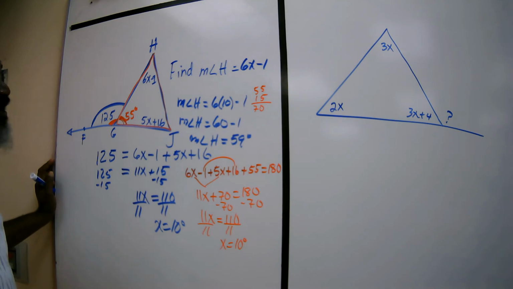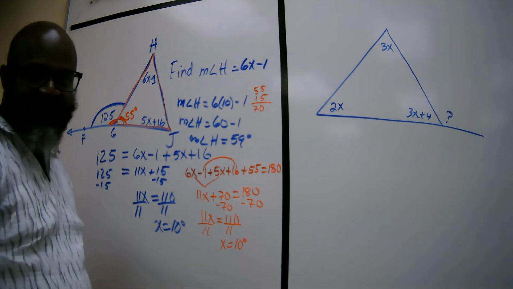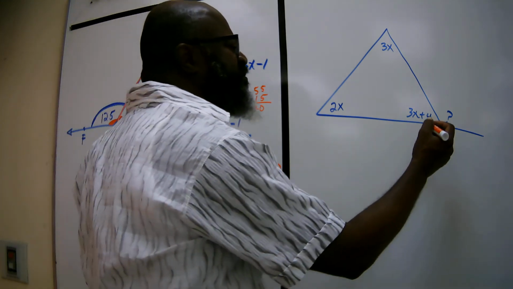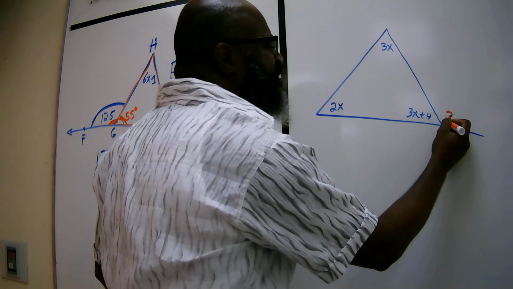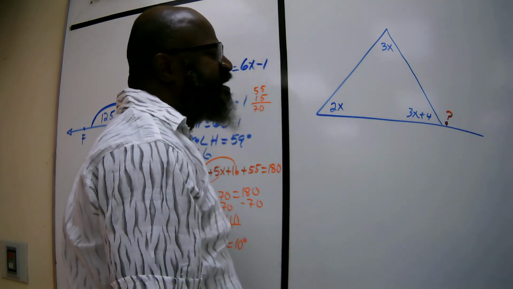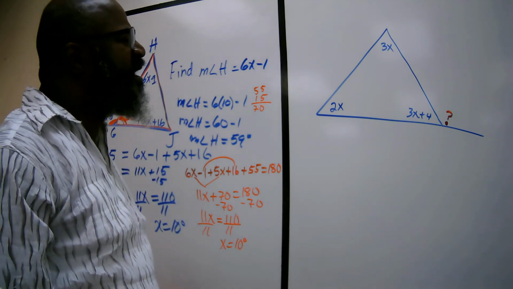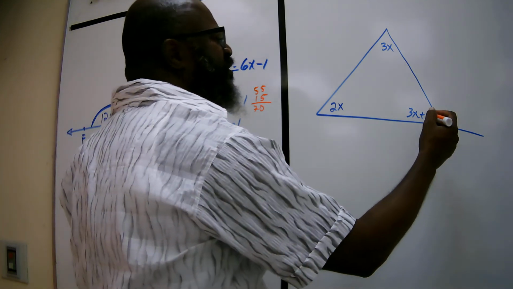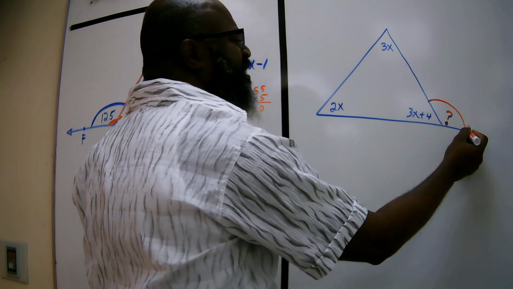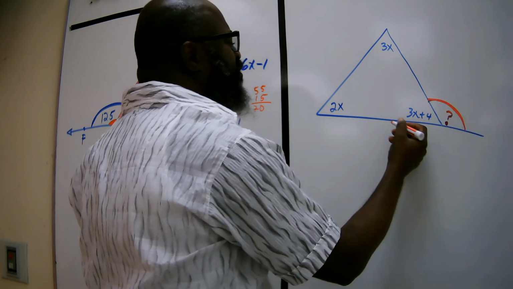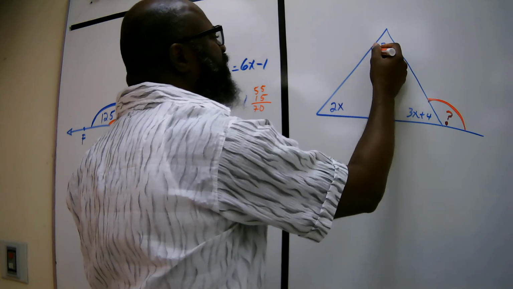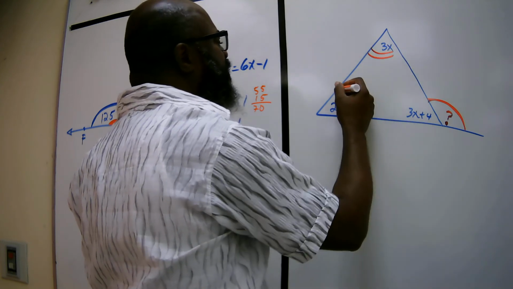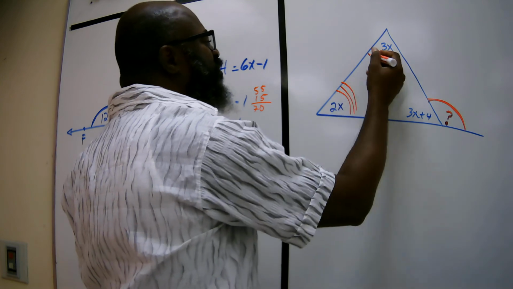Alright. Next question, they're asking you to find the question mark. Question mark is the same thing as a variable. So it could have been a variable expression, but they decided to let it be a question mark. So I know the exterior angle should be equal to the sum of the two remote interior angles. Those two angles must be equal to that exterior angle.